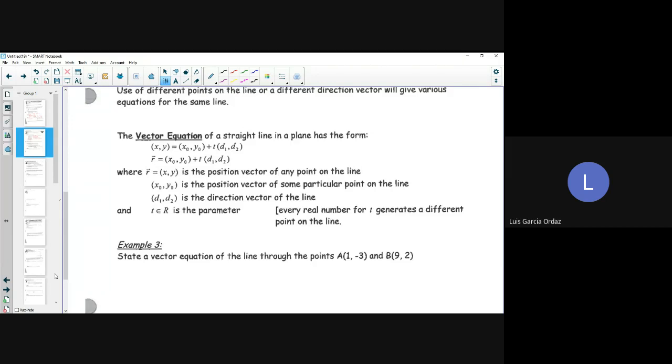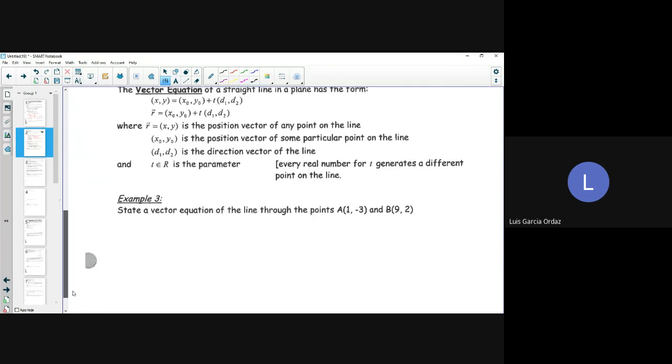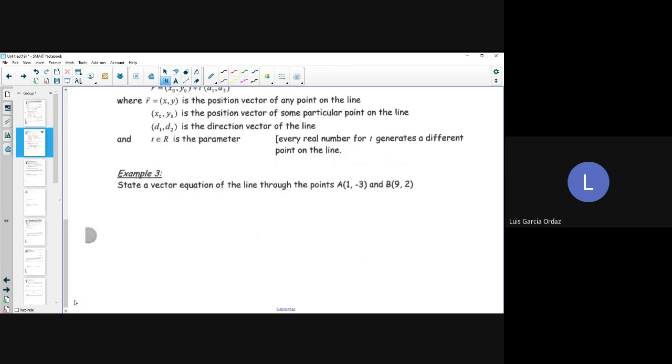So we want to find the vector equation of the line through the points A (1, -3) and B (9, 2). So let's draw my points. So (1, -3) is over here. So this is going to be my A, which is (1, -3). B is going to be (9, 2), which is over here, which means that my line goes this way.